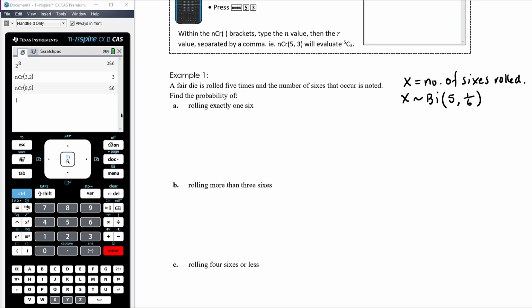Okay, so find the probability of rolling exactly one 6. So we want the probability that X is equal to 1, X being the number of 6s rolled. So we have to define X before we can make this statement. It's really important what you write down here. Probability of rolling exactly one 6.